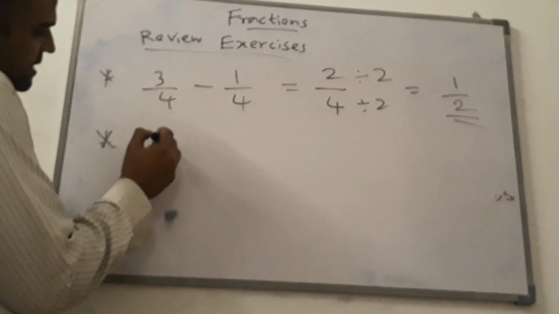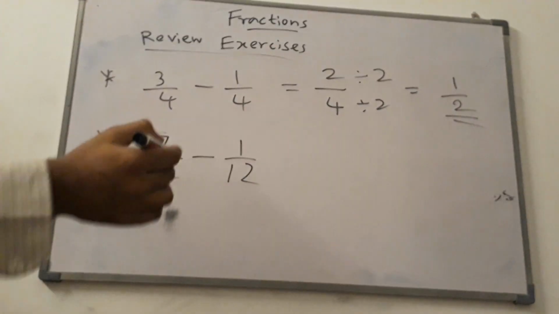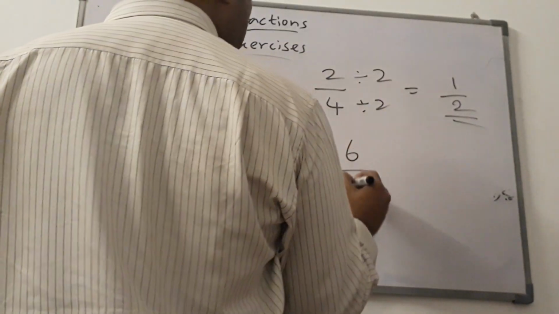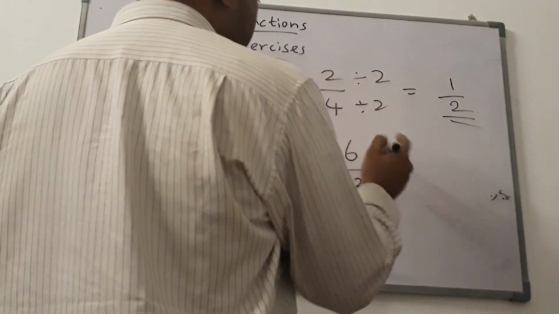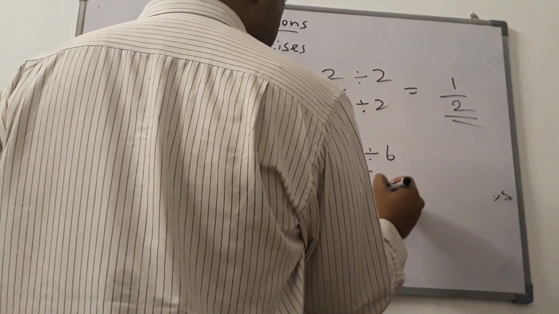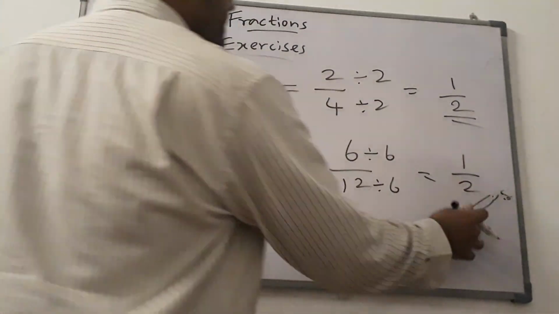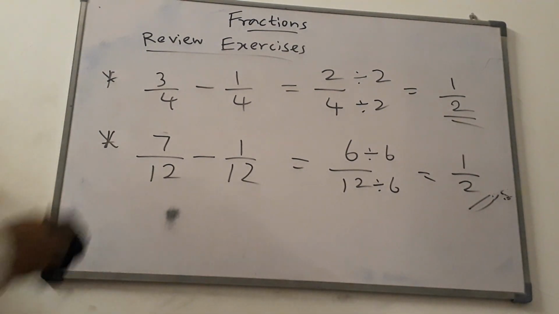Same as if we subtract 1 over 12 from 7 over 12, we get the answer 6 over 12. 6 and 12 are both divisible by 6 itself. So 6 over 6 means 1, 12 over 6 means 2. So the lowest term is again half. Next.